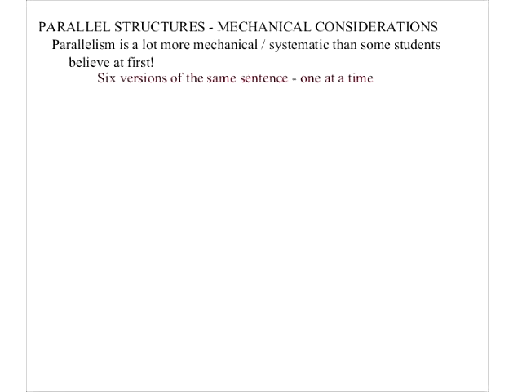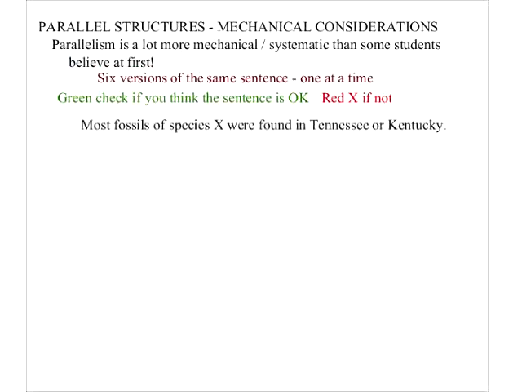So here are six versions of the same sentence. We're going to give them to you one at a time and have you check off a green check or a red X as to whether you think those are correct. You're going to find those options, green check, red X, located up in the top left of your screen. Green check for each sentence if you think the sentence is okay. Red X if you do not think that it is okay. So here's the first one.